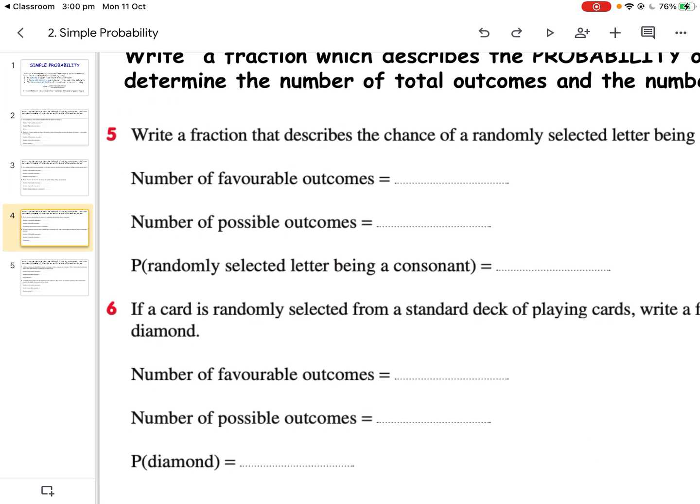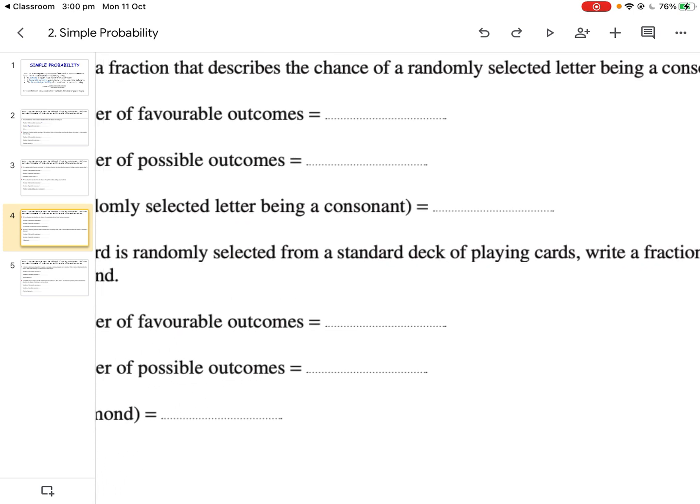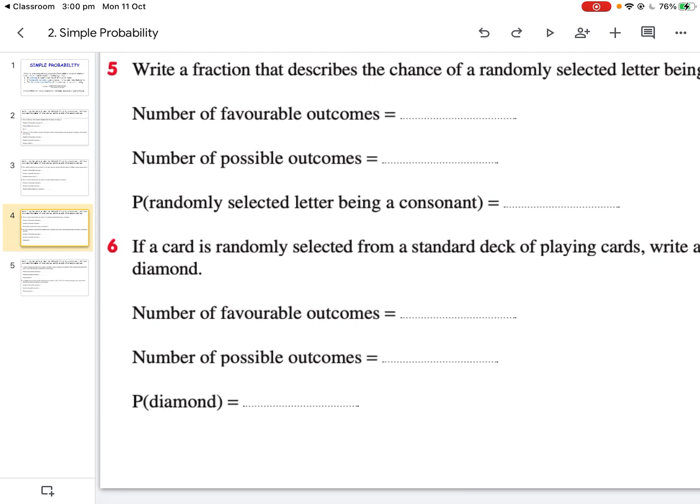If a red card is randomly selected from a standard deck of playing cards, write a fraction that describes the chance of selecting a diamond. If you had a look at that other sheet where the cards were, you'll know that every suit has 13 cards: all of the clubs, 13; all of the spades, 13, which is 1 to 10, Jack, Queen, King; all of the diamonds, 13; and all of the hearts, 13. Altogether there are 52 cards, because 13 times 4 is 52.